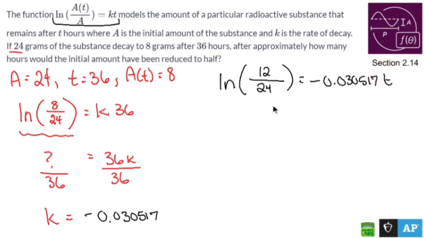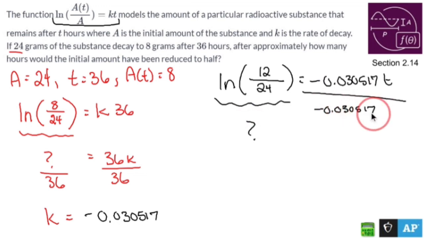So very similar to what I did over here. I'm going to type this into my calculator, and I'm going to get a gross number. Then I'm going to divide that gross number by another gross number, which is this one right here. And when I divide, I get a number which represents how much time it takes for this substance to get cut in half. So let's go and do that again.